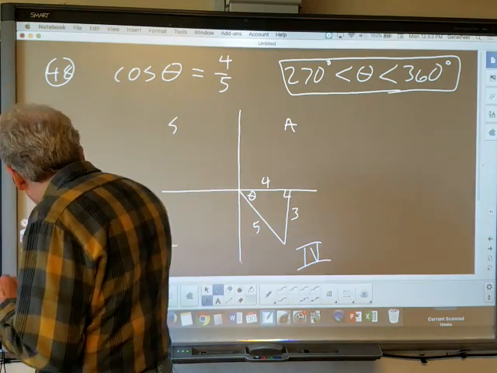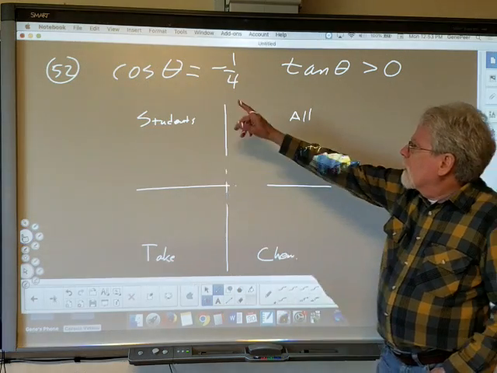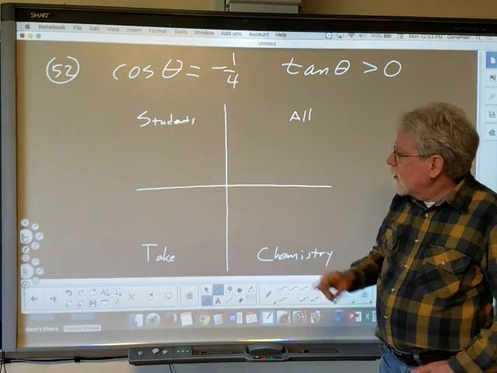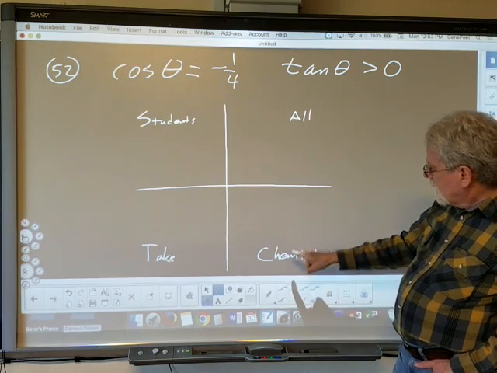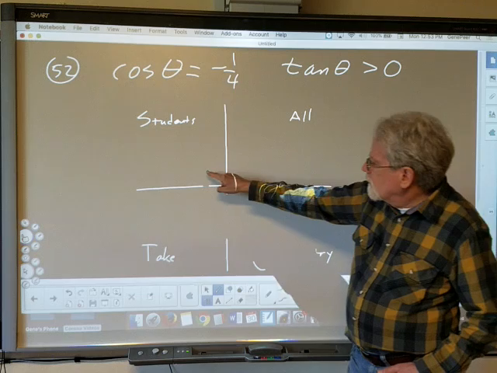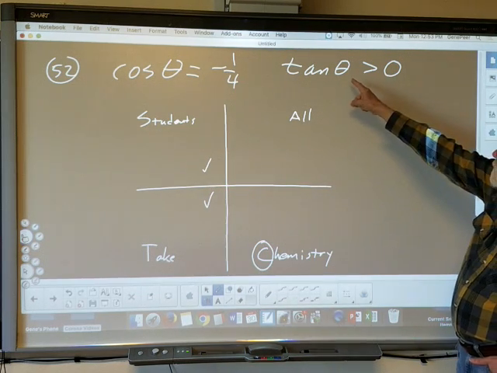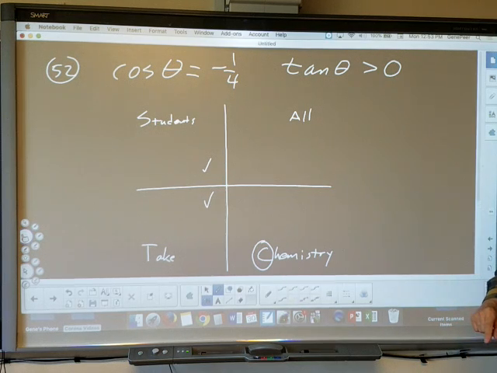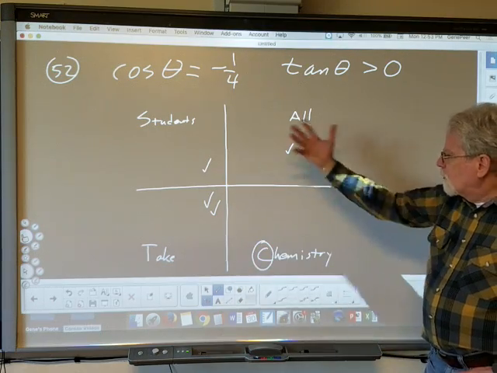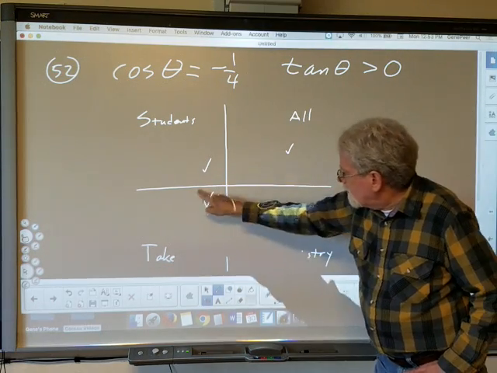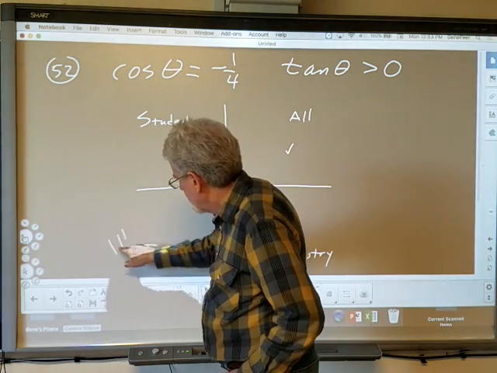That was 48, going on to 52. With this one, we know that cosine is negative. Where will cosine be negative? All students take chemistry. Cosine is positive here and here. Therefore, we could be in this quadrant or that quadrant, where cosine is negative. But we're told the tangent is positive. Well, where is tangent positive? Tangent is positive here and here. The only quadrant that satisfies both of these requirements is quadrant 3. So we have to be in quadrant 3.